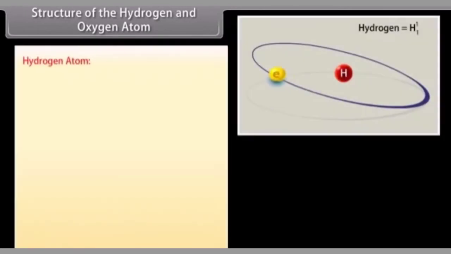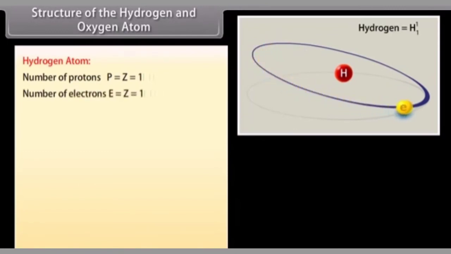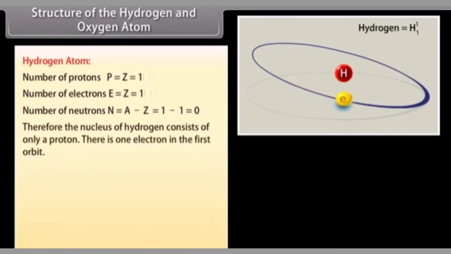Structure of the hydrogen and oxygen atom. Hydrogen atom. Number of protons P equals Z equals 1. Number of electrons E equals Z equals 1. Number of neutrons N equals A minus Z equals 1 minus 1 equals 0. Therefore, the nucleus of hydrogen consists of only a proton. There is one electron in the first orbit.